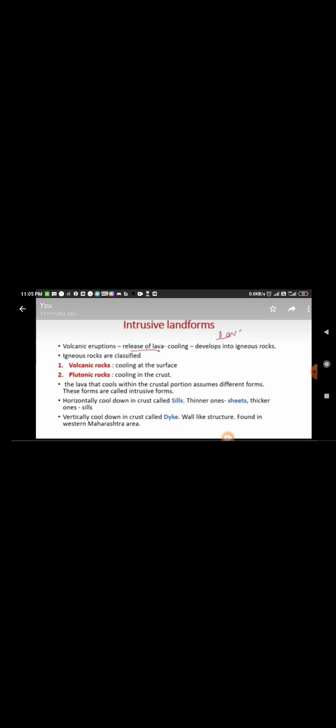The rocks which are formed due to horizontal cooling of magma are known as sills. The thinner ones are sheets, and the thicker ones are known as sills. When the rocks cool down vertically, they are known as dikes. They are wall-like structures and they are found in the Western Maharashtra area. This picture will provide a clear understanding of the structure.